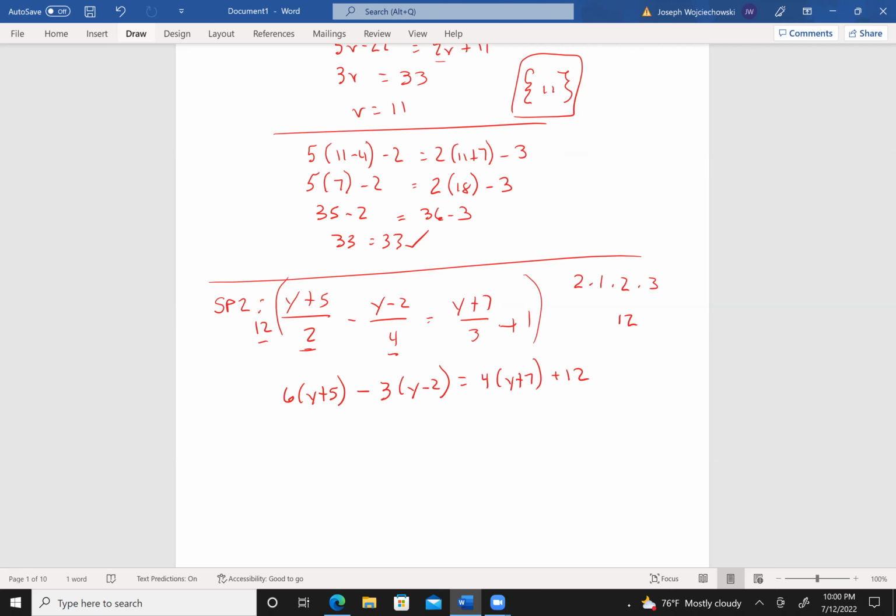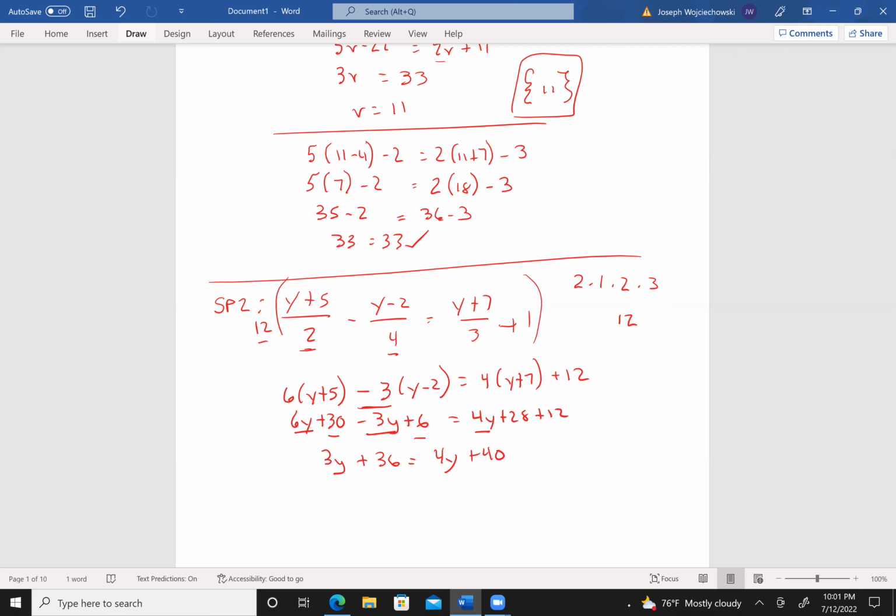Now we distribute again and we get 6y plus 30. That's where I messed up on that original problem. 6y plus 30 minus 3y plus 6. Don't forget to distribute the -3 to both numbers. Equals 4y plus 28 plus 12. So combining our like terms, I have 6y minus 3y, which is 3y. I have 30 plus 6, which is plus 36 equals, here I have 4y, and I have 28 plus 12, which is plus 40.